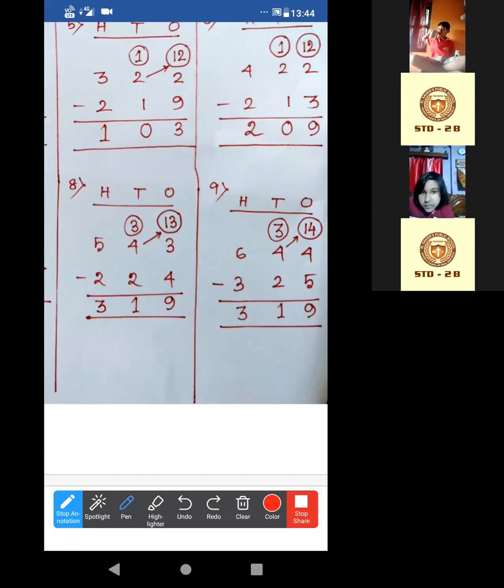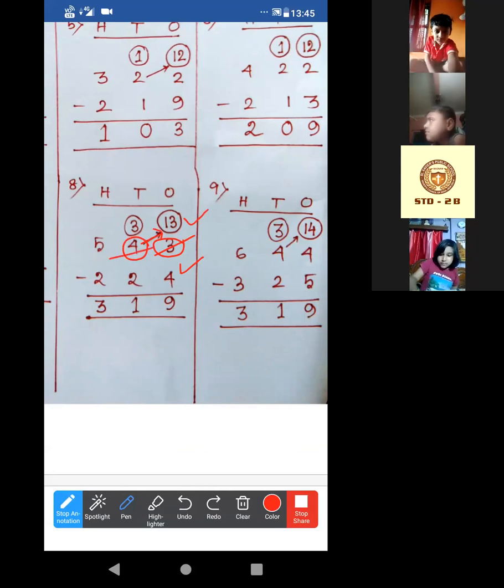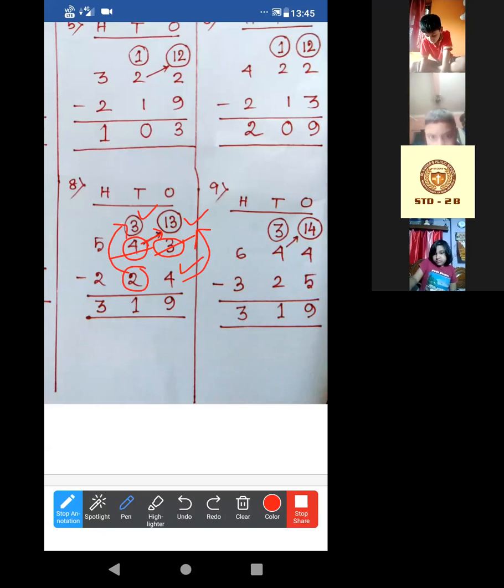Okay. Now just look. 3 is less than this 4, so we have to make it large. It will be 13. We have borrowed 1 from this 4, so this 4 will be becoming 3. Now normal counting. After 4, start to count till 13. Then after 2, start to count till this 3. Then after 2, start to count till this 5.